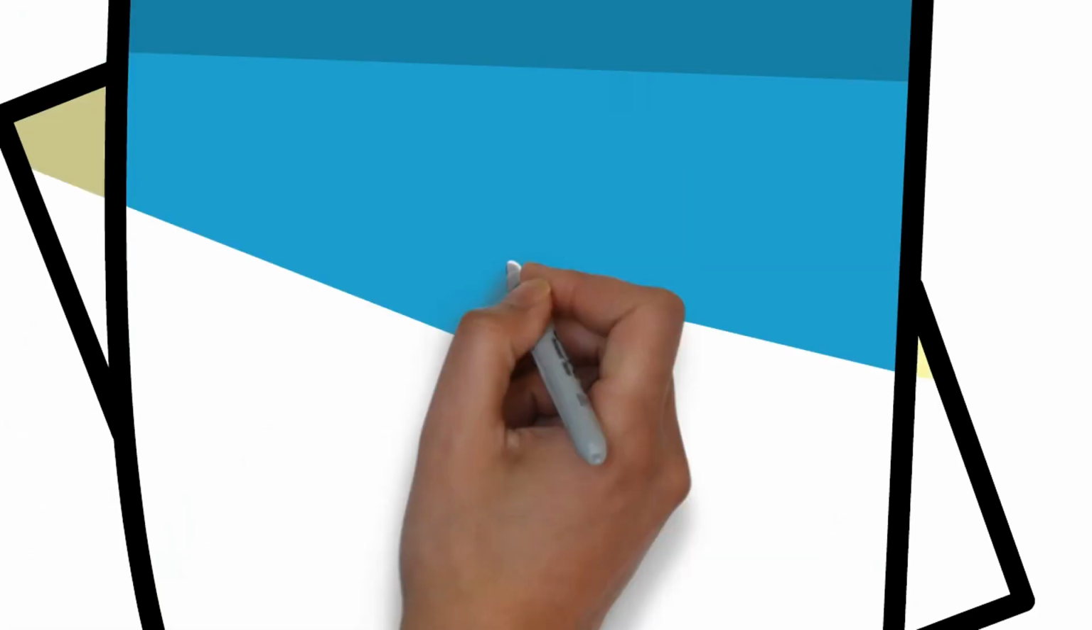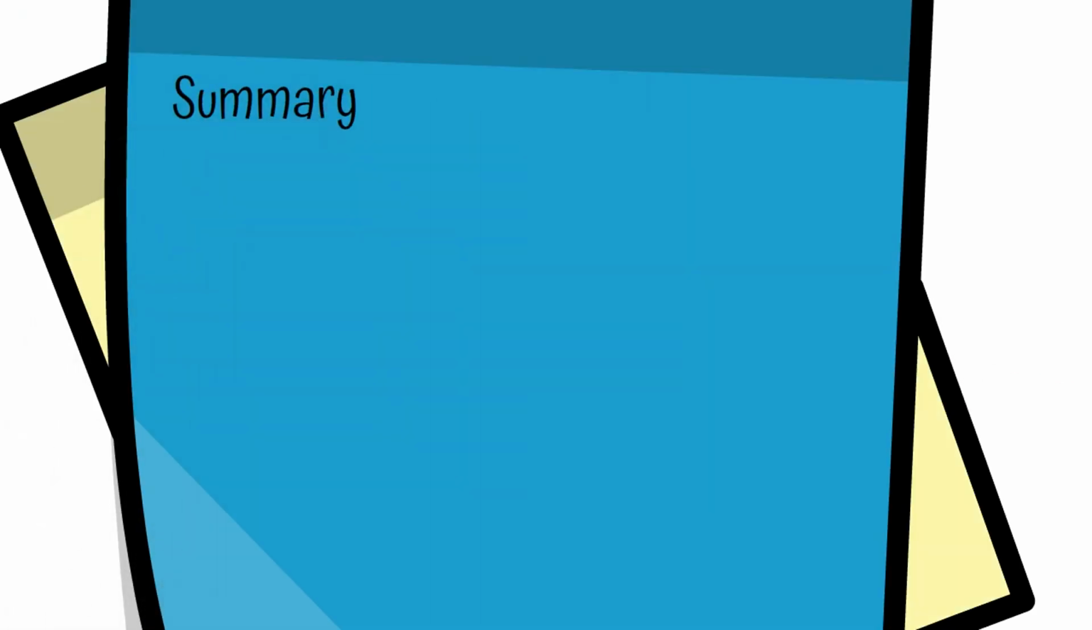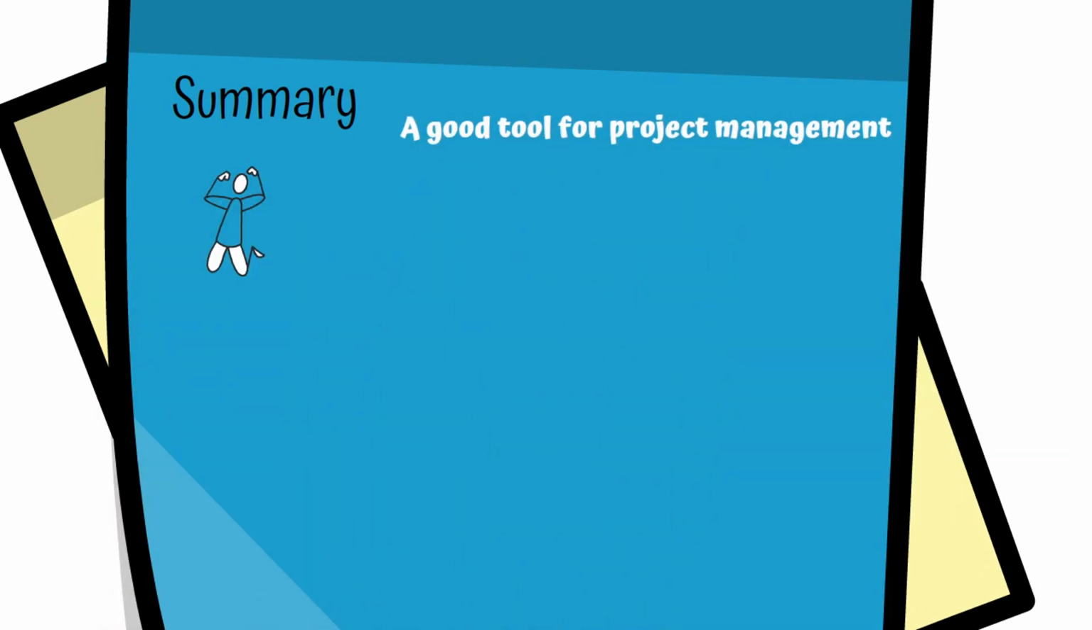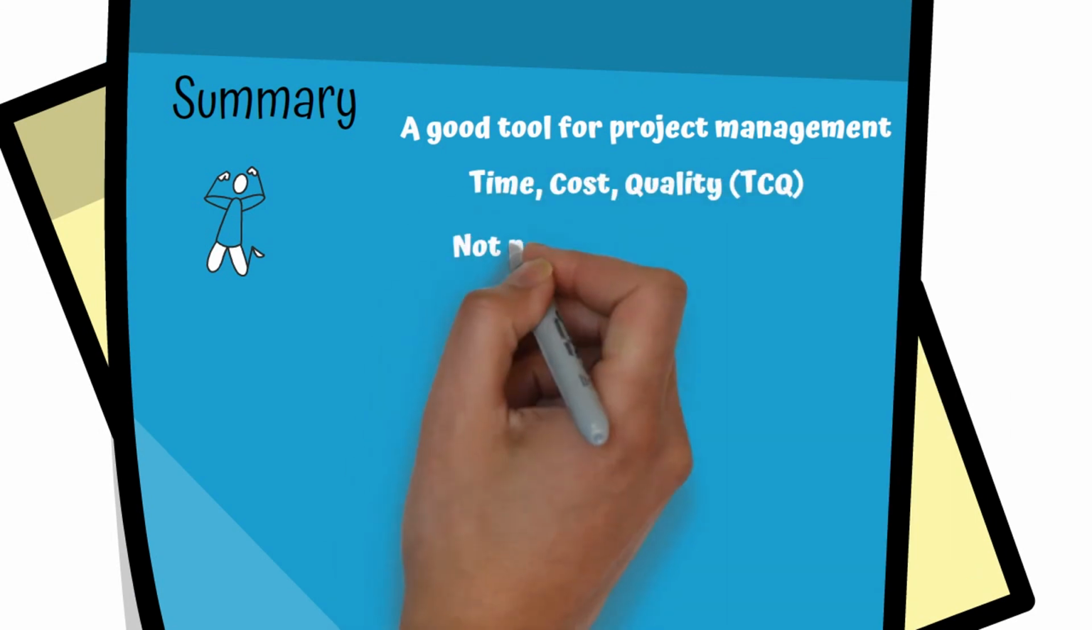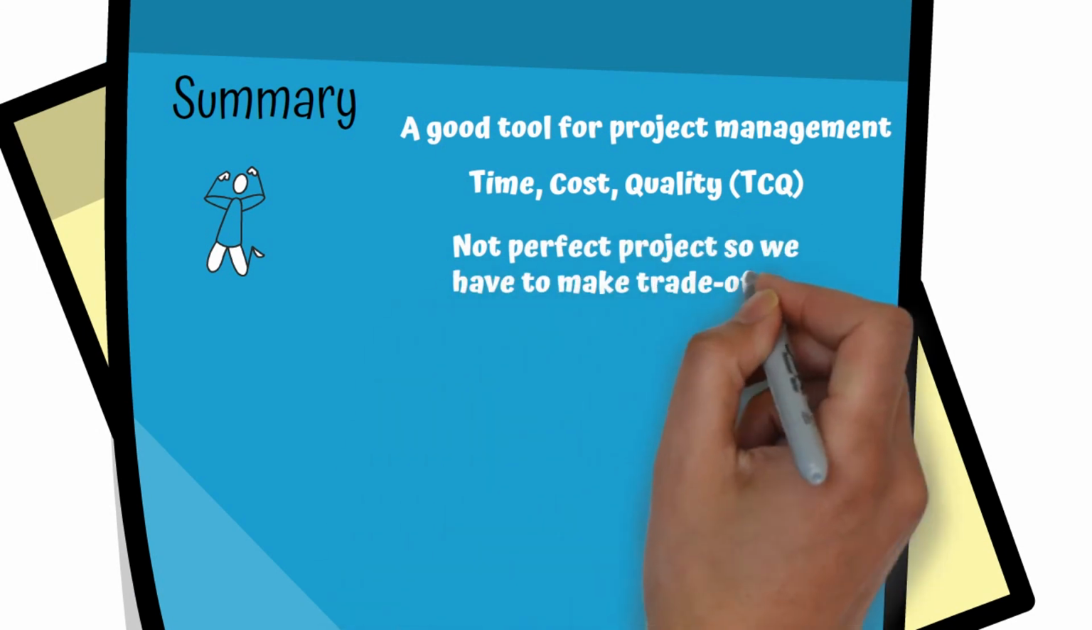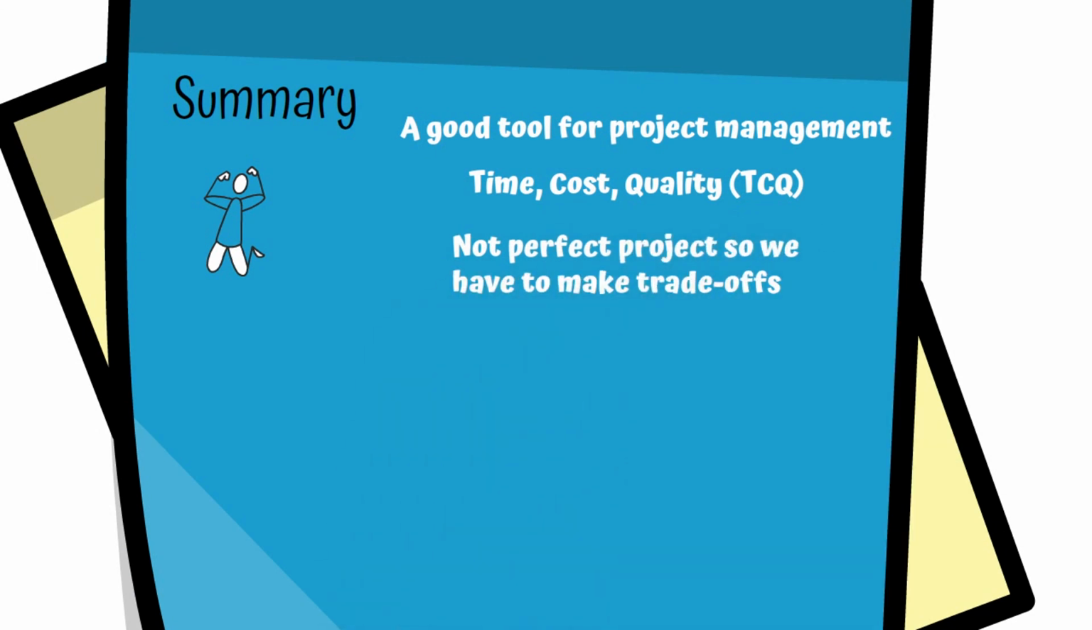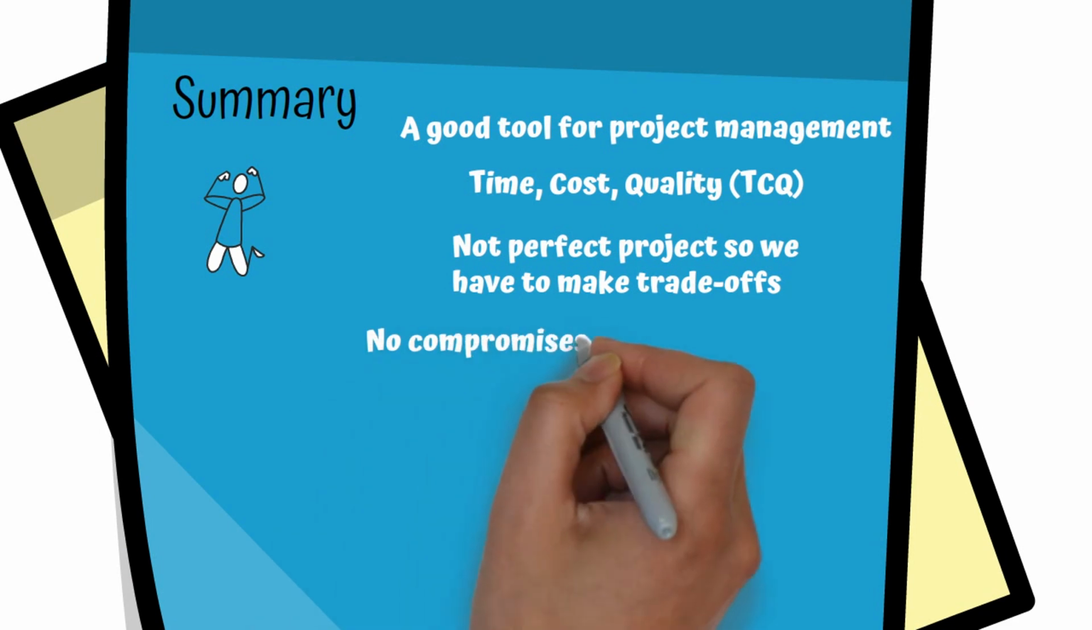Let's recall what we have learned from the Iron Triangle. During the project process, it is a useful tool for project managers to manage the constraints in order to achieve project success. It is composed of time, cost, and quality. From the Sydney Opera House case study, we can see that there is no perfect project in real business. Any project has limited resources, so the project managers have to make trade-offs.